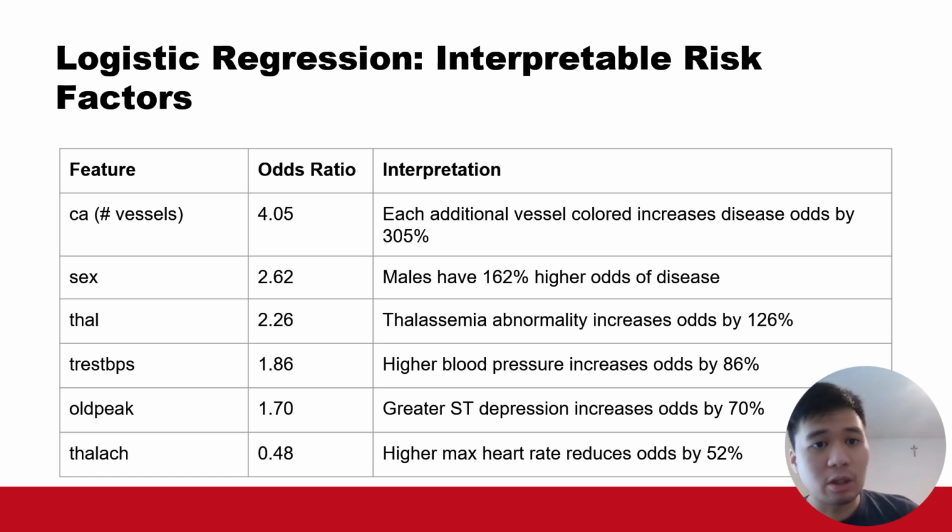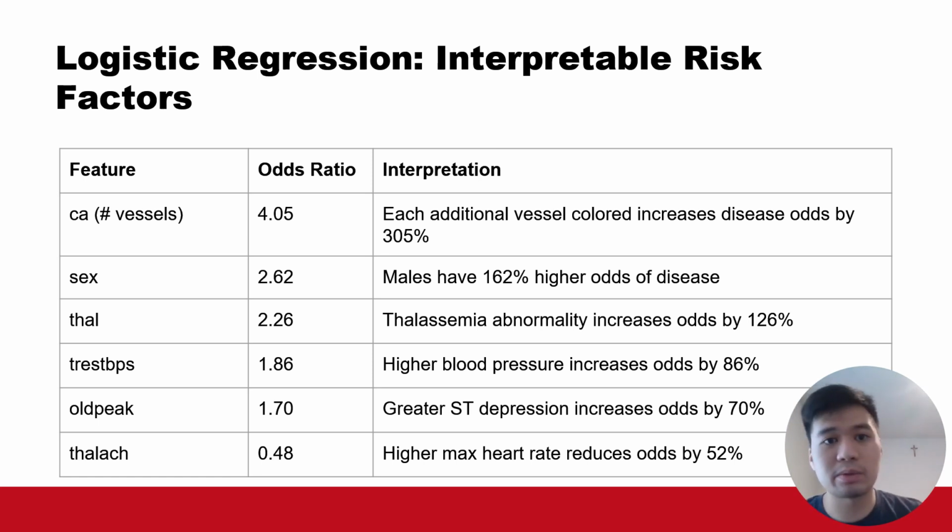Our strongest predictor by far is CA, or the number of blood vessels colored by fluoroscopy, with an odds ratio of 4.05. What this means is that each additional vessel that's colored, which fundamentally indicates a blockage of the vessel, increases a patient's odds of having heart disease by 305%. This is a massive effect and confirms what cardiologists already know. The more black vessels you have, the more serious your condition is.